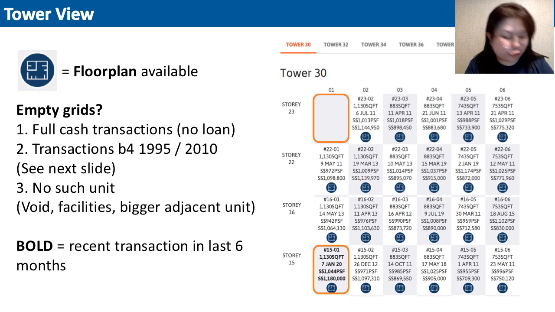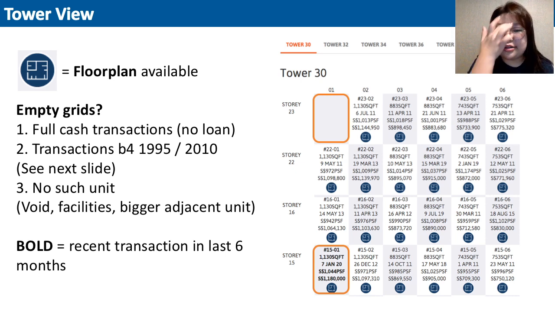This is one thing that I forgot to mention earlier. If you see an empty grid, it could also be because this unit is not even in existence. So there could probably be a void space. It could be some facilities, because nowadays your new launches have a lot of Sky Garden, Sky Gym, so it could be that. Of course, in most cases whereby it is facilities, it would likely take a couple of units. So if you see the entire floor, there's a few units missing, it could likely be the facilities.